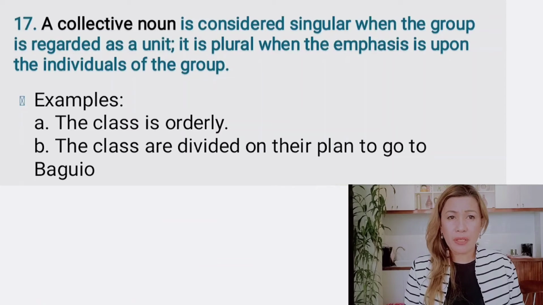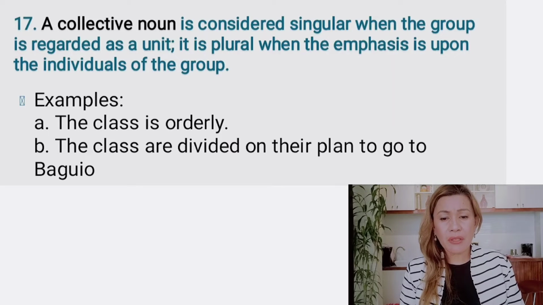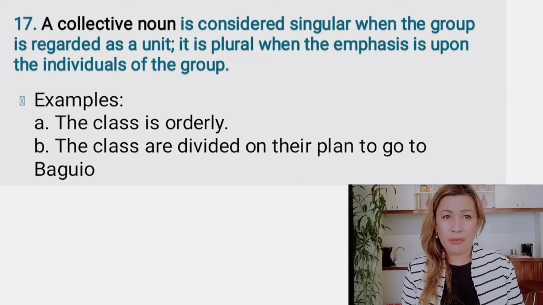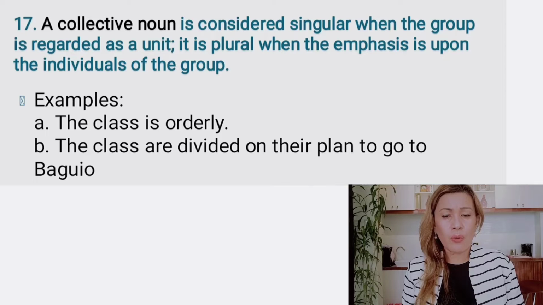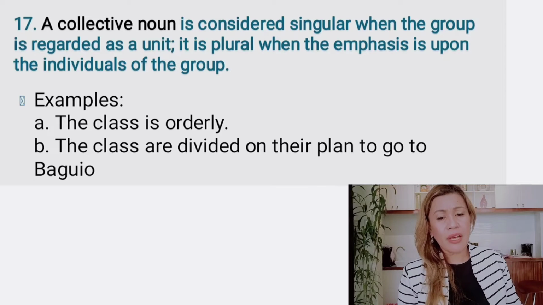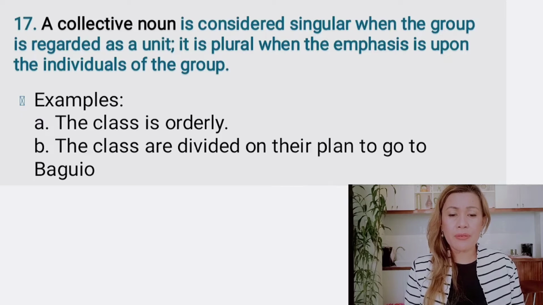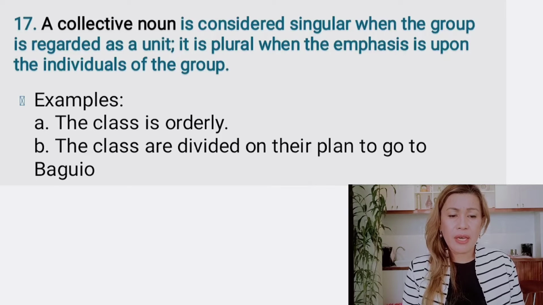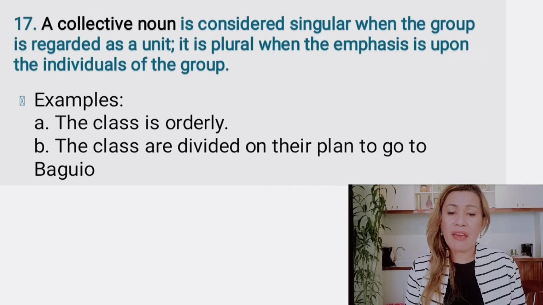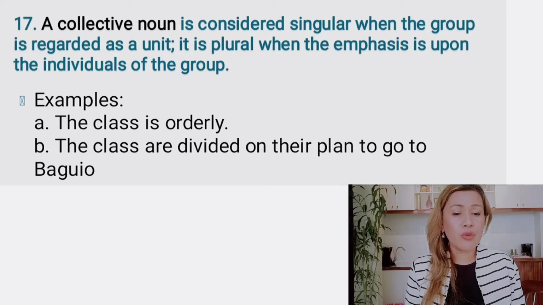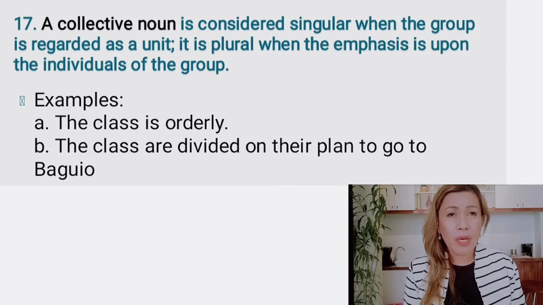Rule number 17. Rule number 17 involves collective nouns. So, what does it say? It says a collective noun is considered singular when the group is regarded as a unit. It is plural when the emphasis is upon the individuals of the group.